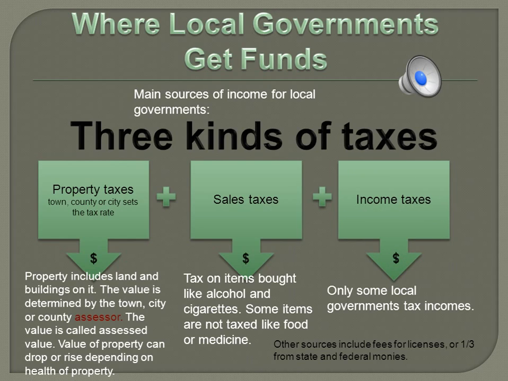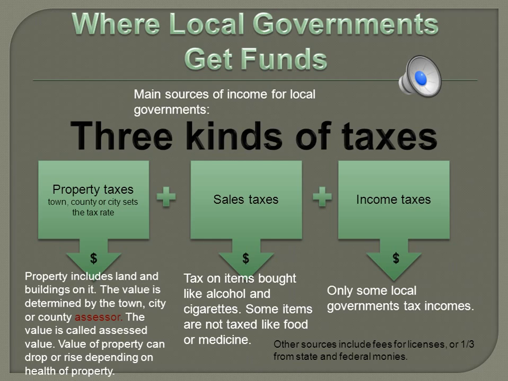Okay, so more detail on these taxes. Property tax includes the land and buildings on it. The value of the property is determined by the town or city or county assessor. The assessor is a person who sets the value of the property. They go onto your property and look at your buildings and whatever's on your property. And then the value of the property is called the assessed value.